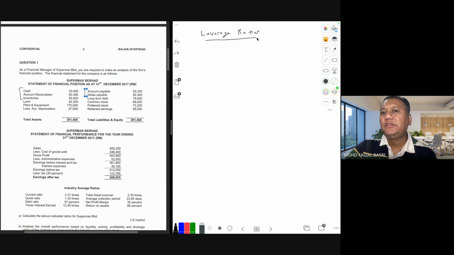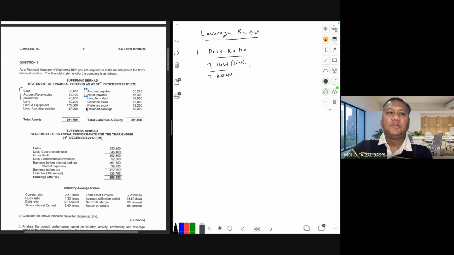Okay, so the leverage ratios. We have the first one tadi, debt ratio. Okay, debt ratio. So for debt ratio, formula dia adalah total debts bagi dengan total assets. Okay, remember total debt ni is total liability dia lah.